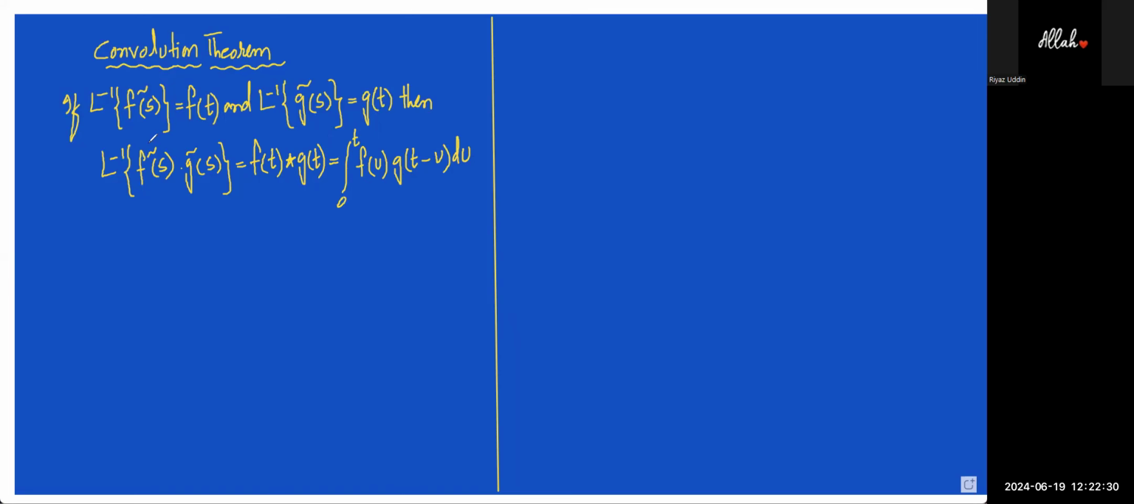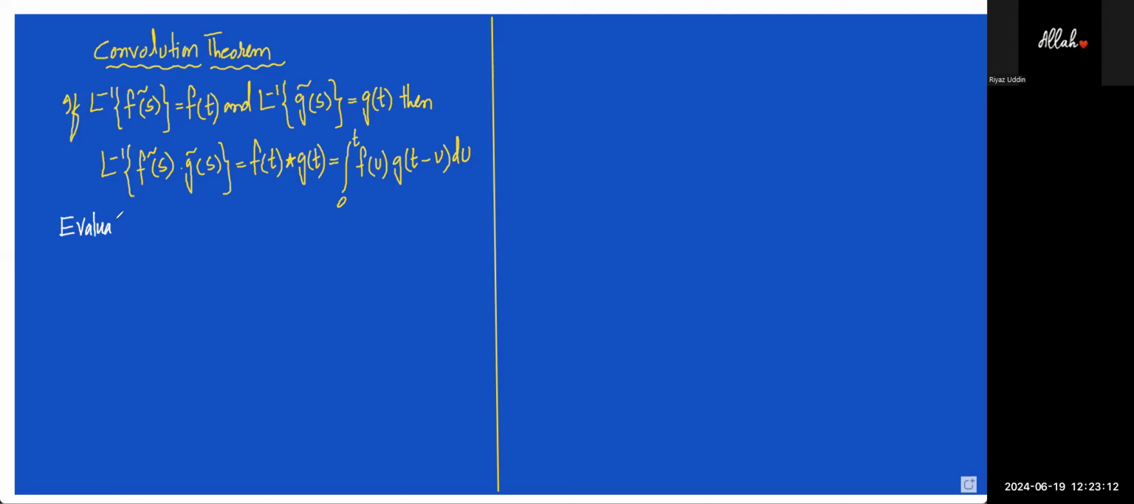If you have two functions whose Laplace inverse is already known, then using convolution theorem we can find out the Laplace inverse of the product also. Convolution is nothing but a special type of product. Understood? Okay sir, let us try one question and see how to do it.